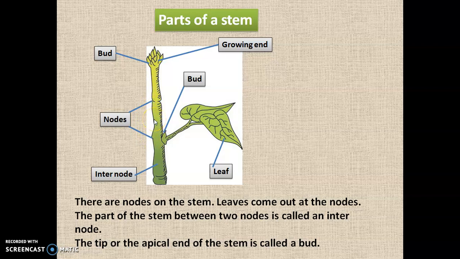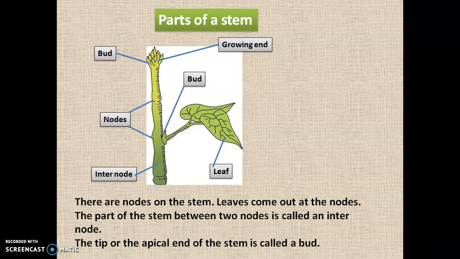The part of the stem between two nodes is called the internode. This part, between two nodes, is the internode. This is one node, this is another node, so this is the internode. Nodes are where the leaves come out. Here is another node, and the place between two nodes is called an internode.